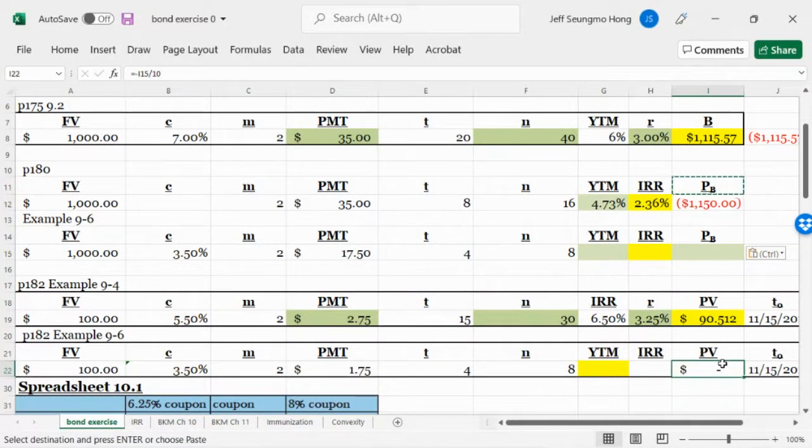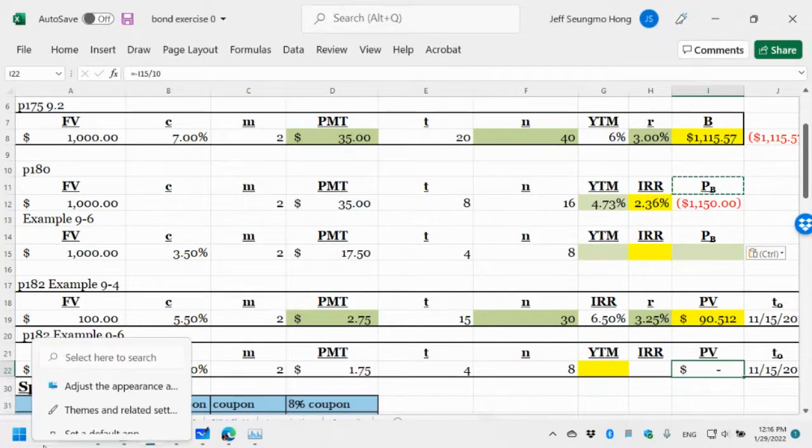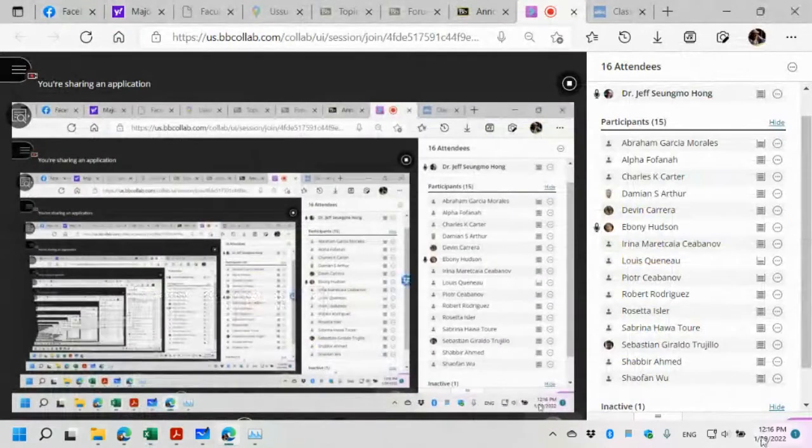We'll have to do this example next time because it's 12:15. It's already 12:16. So the class is technically over. And just to make sure, any questions so far?